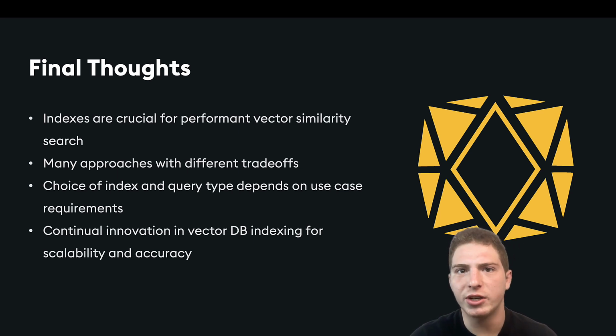Your distribution might be different, the size of your vectors might be different, your machine might be different with different memory requirements, for example. So you have to consider all these things when you're choosing an index that's right for you.